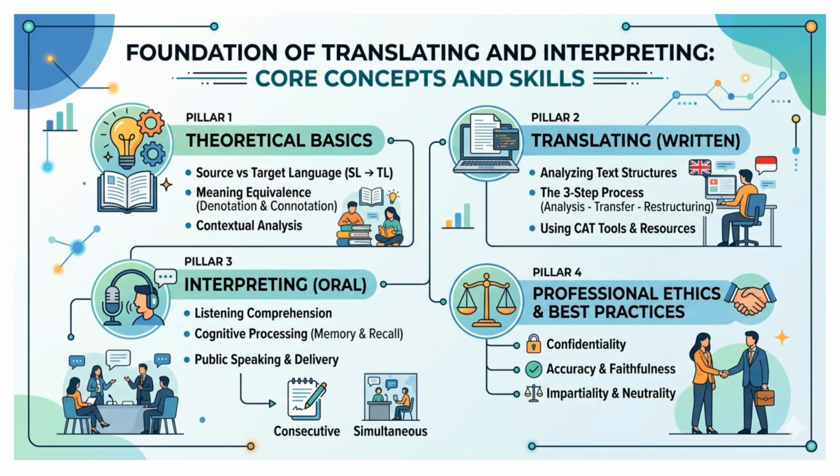Here we explore the core concepts and skills for translating and interpreting. Pillar 1 covers theoretical basics, including source versus target language and contextual analysis. Pillar 2 focuses on translating or written translation, covering text structures and the 3-step process. Pillar 3 addresses interpreting, or oral translation, which involves listening comprehension and public speaking. Pillar 4 highlights professional ethics and best practices, such as confidentiality and accuracy.